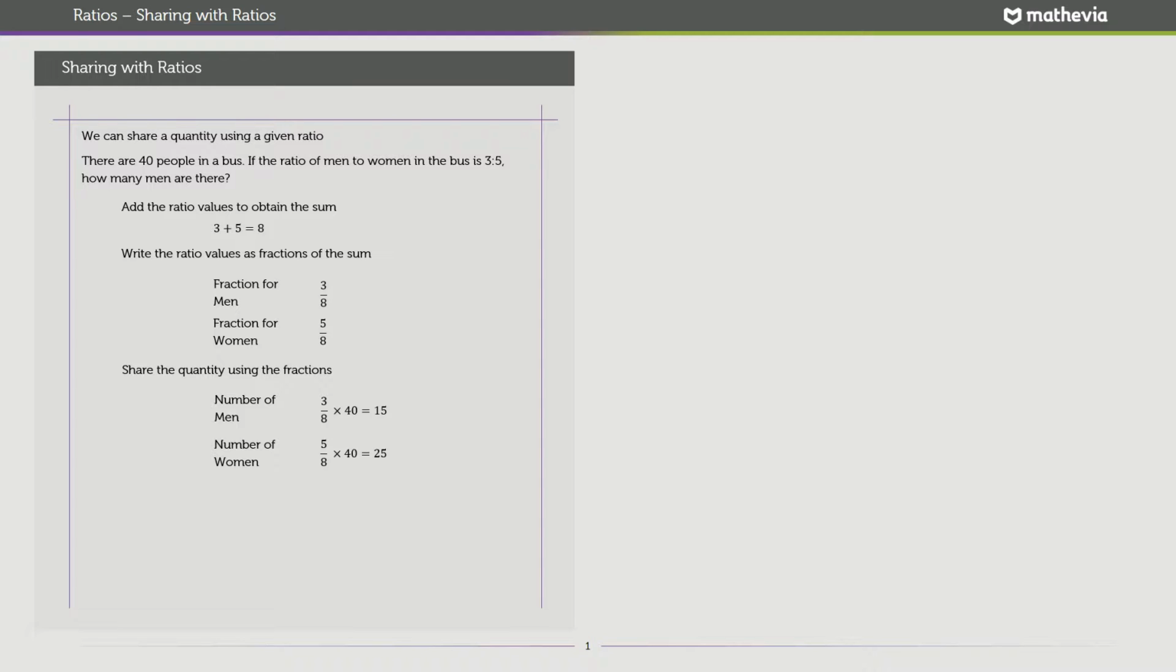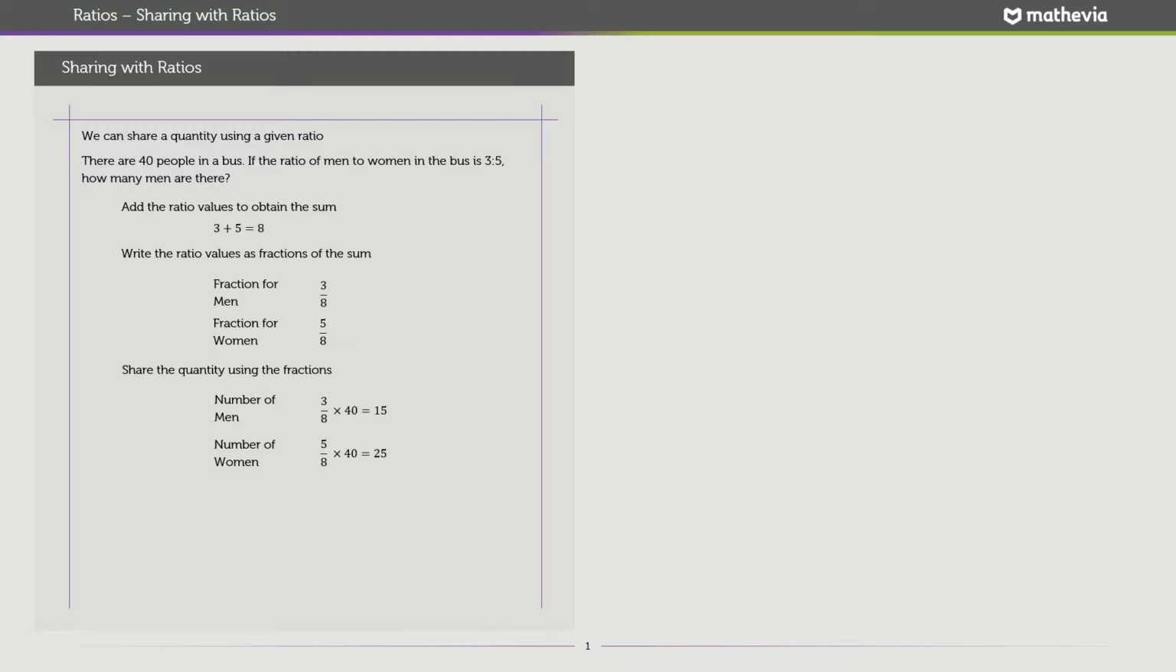So basically, we have 15 men on the bus and 25 women on the bus. When you share 40 people in the ratio 3:5, you end up with 15 and 25. And if you add 15 and 25 together, guess what? You get 40. So if you're looking to share using a given ratio, the first thing you do is add the ratio values together to obtain the sum. The second thing you want to do is write down the ratio values as fractions of the sum. In this case, our sum was 8, and our ratio values are 3 and 5. So we have 3 over 8 and 5 over 8.